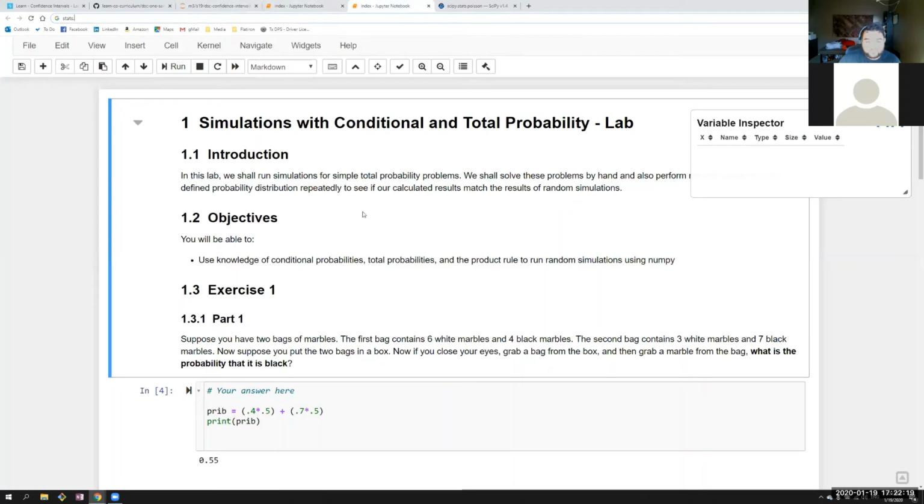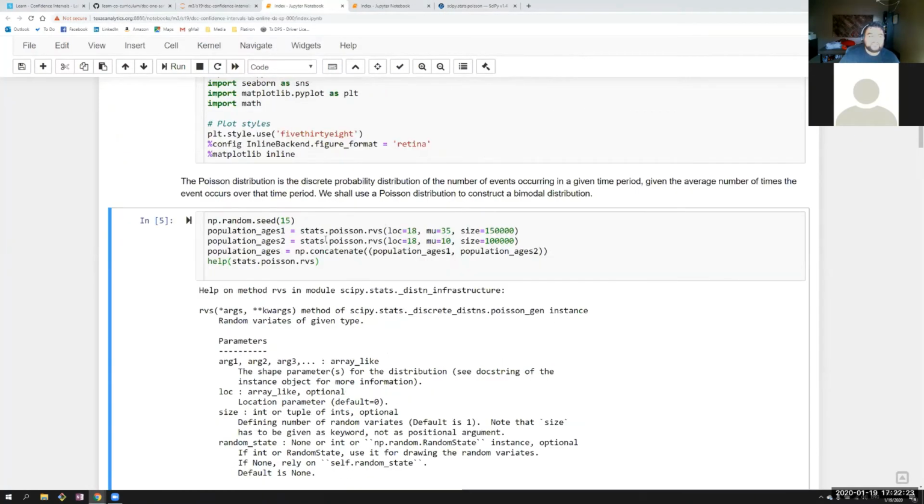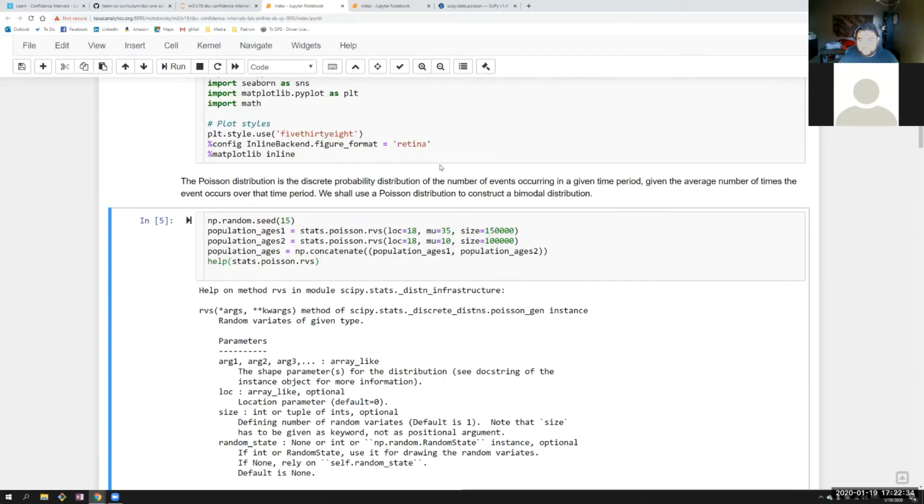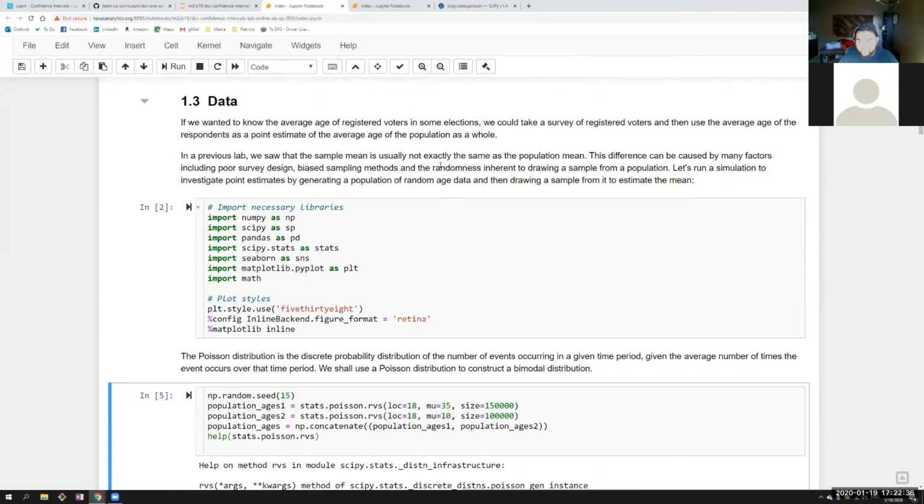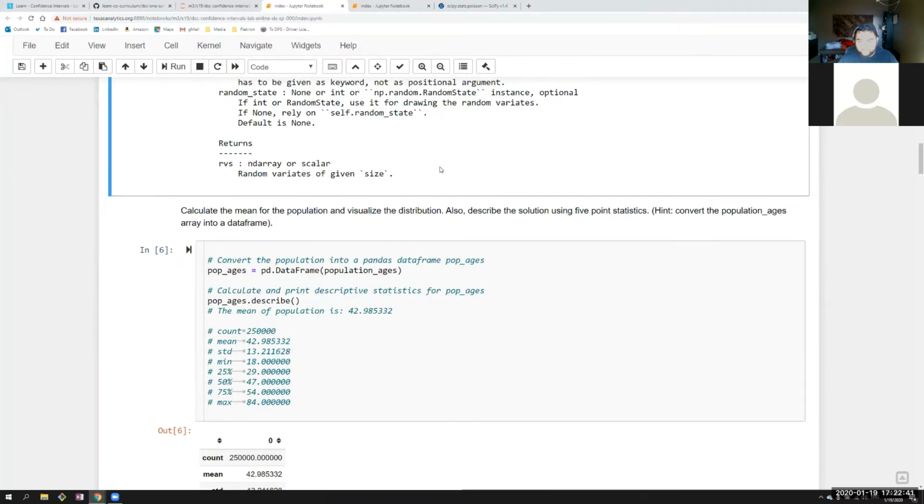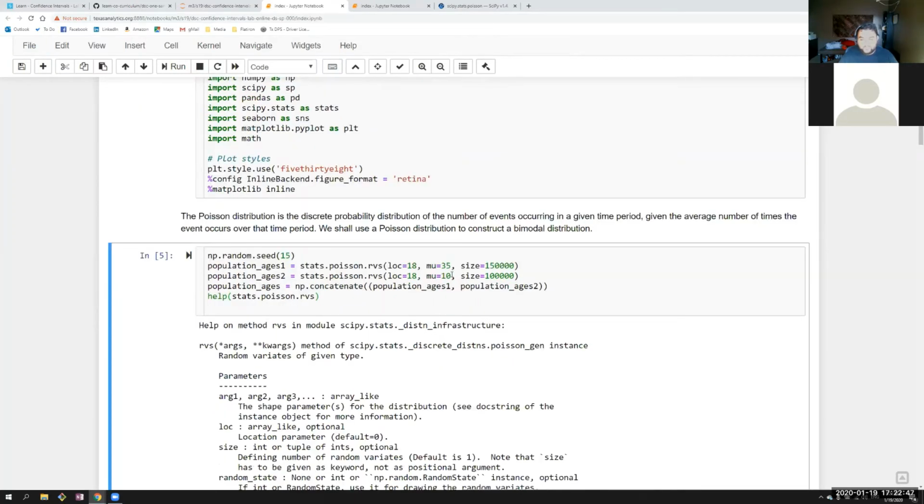So all that that's doing is just generating a sample distribution, okay? I don't know why they're using Poisson. I think they could have done it just using norm, but anyways, that's what they're doing. So it's saying that, yeah, it's pulling in two distributions, one where the average is 35 and one where it's 10.